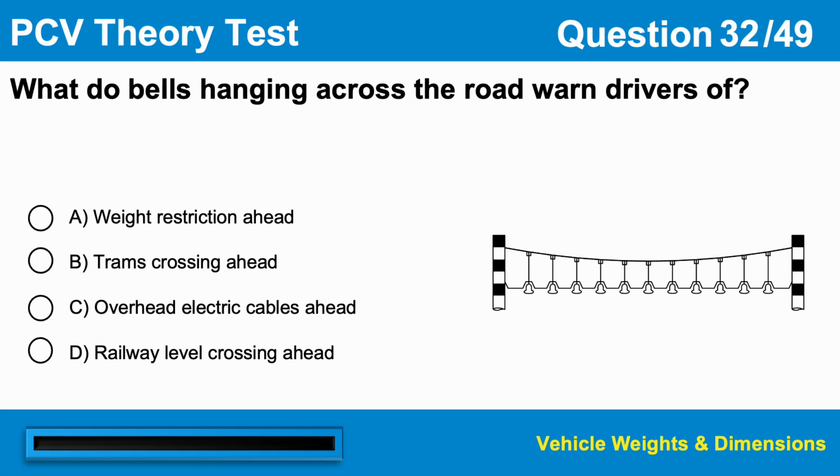Question 32. What do bells hanging across the road warn drivers of? A. Weight restriction ahead. B. Trams crossing ahead. C. Overhead electric cables ahead. D. Railway level crossing ahead.